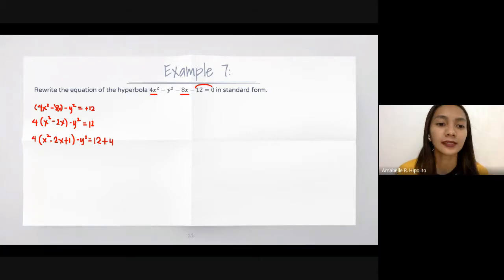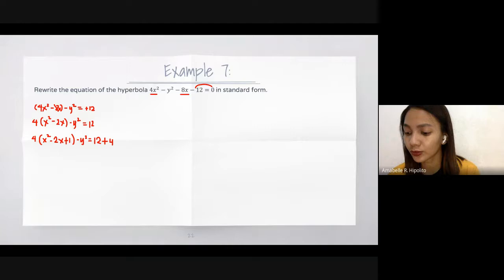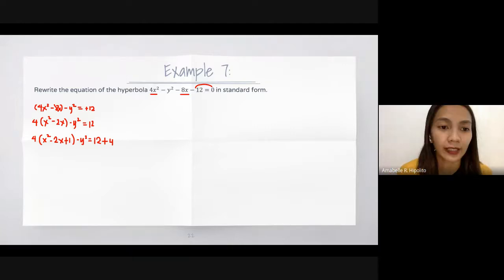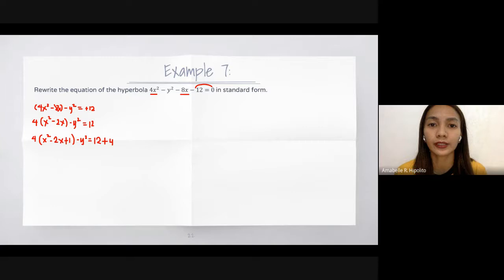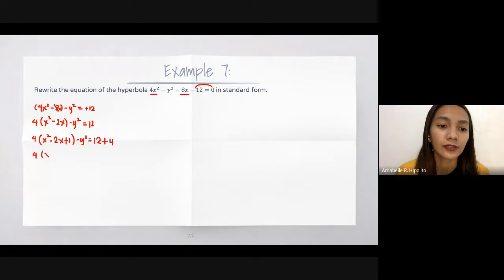Okay? Next is to factor and simplify. So, let's factor or simplify. So, since ito, we have x squared minus 2x plus 1. So, ang factor niyan is, factor natin. So, magiging siyang x minus 1 squared. Diba? So, minus, copy, y squared. 12 plus 4 is 16.